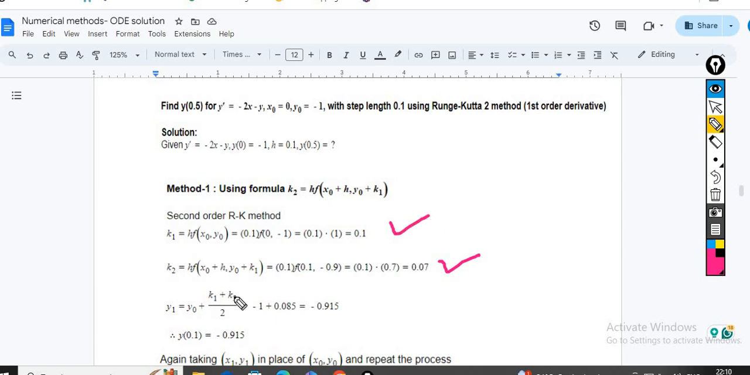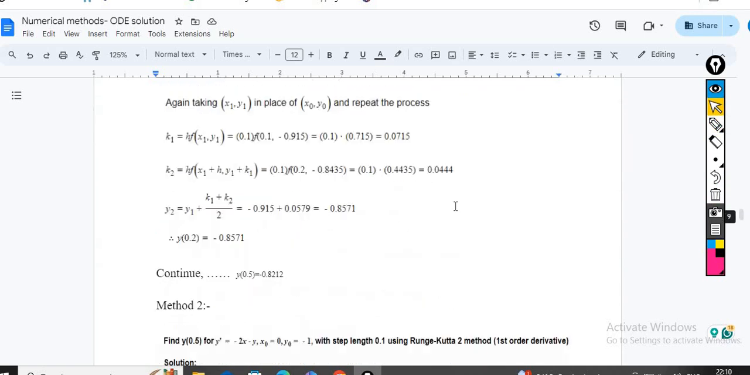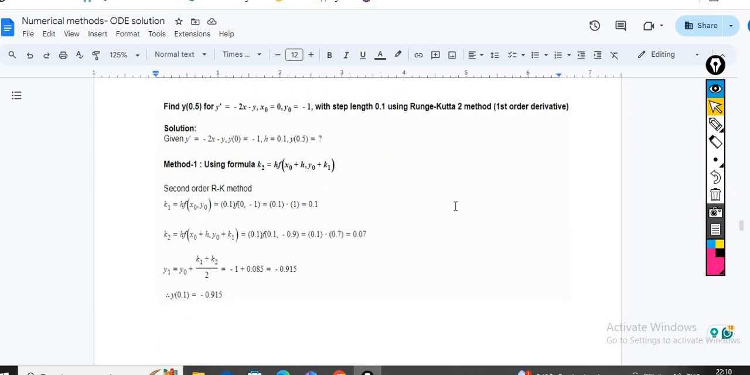So you got k1 and k2. Put this in this equation, you will get y1, again y1 at x equal to 0.1. Now we need to calculate y2, y3, y4 and y5. So y5 means the value at x equal to 0.5. Repeat the steps, you can get this. This is by using method 1. In the same way you can use method 2. The same type of problem we can proceed with.